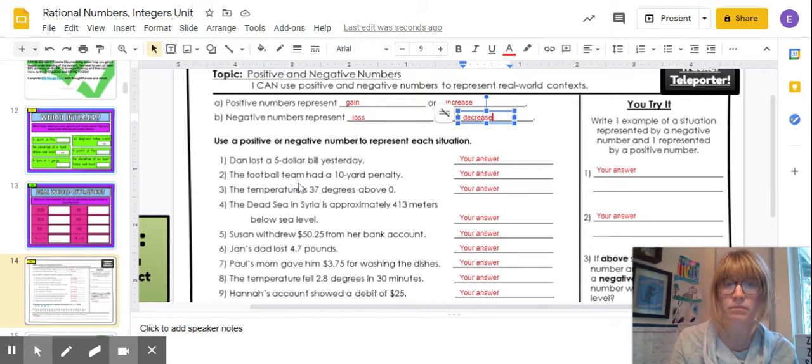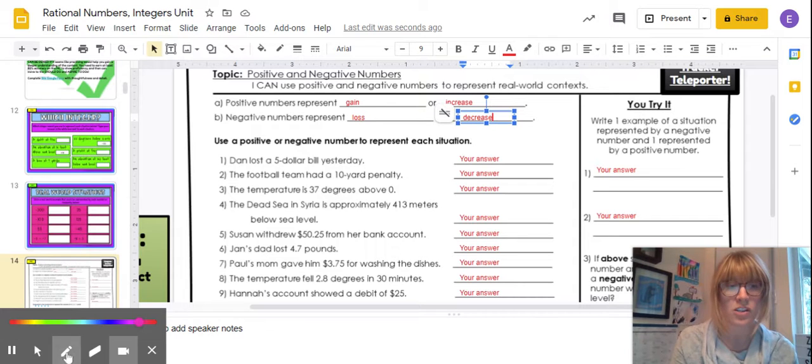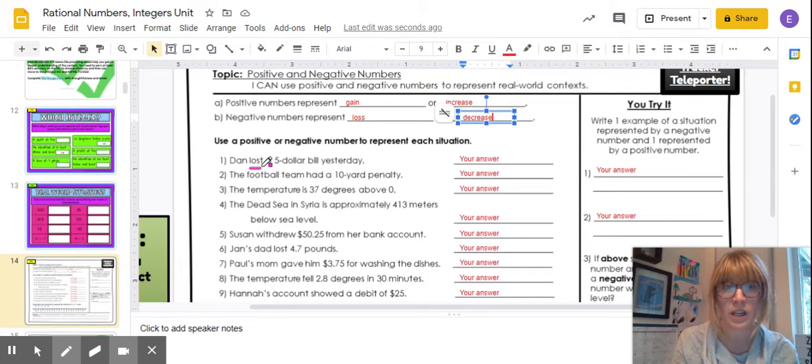So Dan lost a $5 bill. So we want to look for clue words, right? We're looking for any sort of tips that we can give to ourselves. Well, we know he lost it. If you lose it, you're going to have it go down. So this becomes a negative number or a decrease. So we could call this a negative $5, loss.